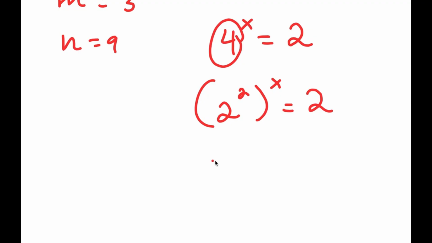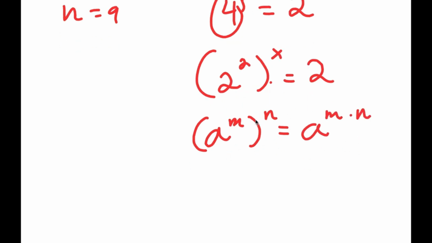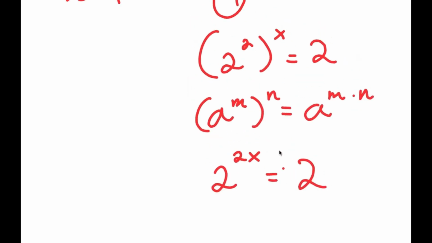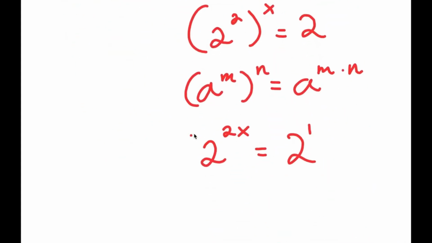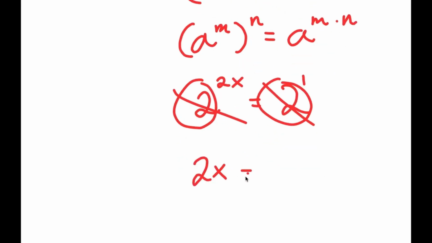And if I have something in the form a to the power of m to the power of n, this is equal to a to the power of m times n. So 2 to the power of 2 to the power of x is going to equal 2 to the power of 2 times x, which is 2 to the power of 2x. This is equal to 2. Now, I'm going to use this property again. 2 is the same thing as 2 to the power of 1, so then because these two bases are the same, I get 2x is equal to 1.